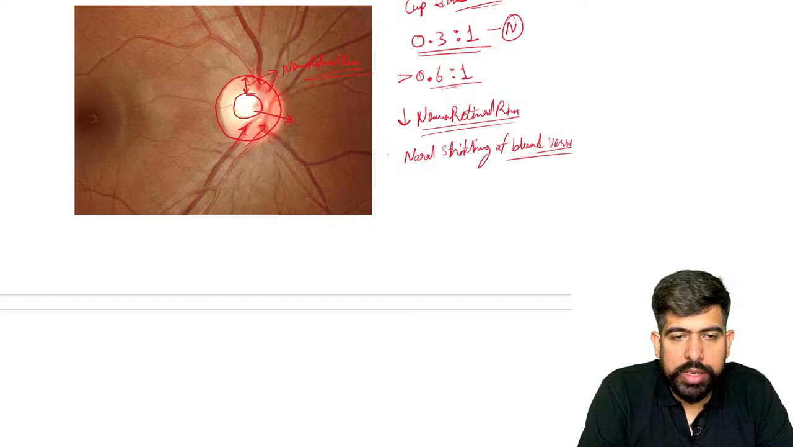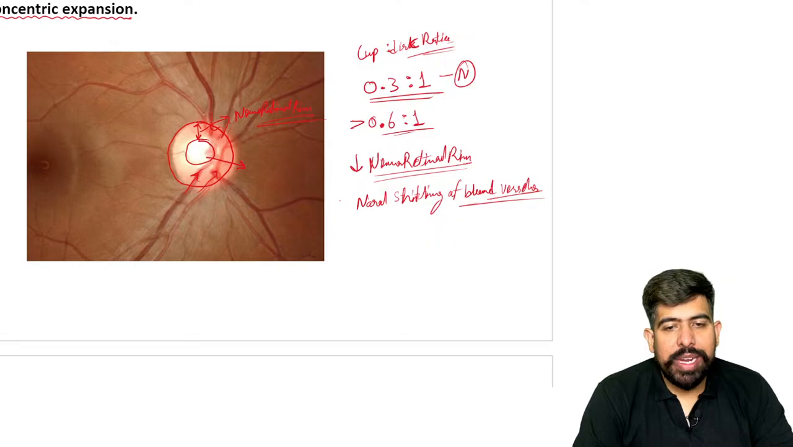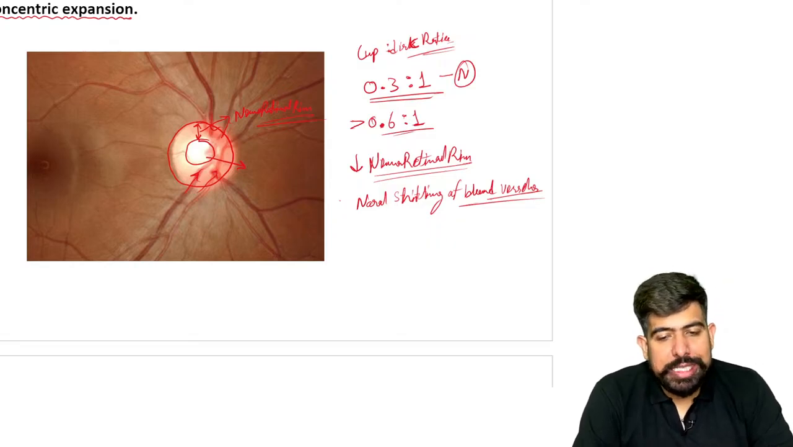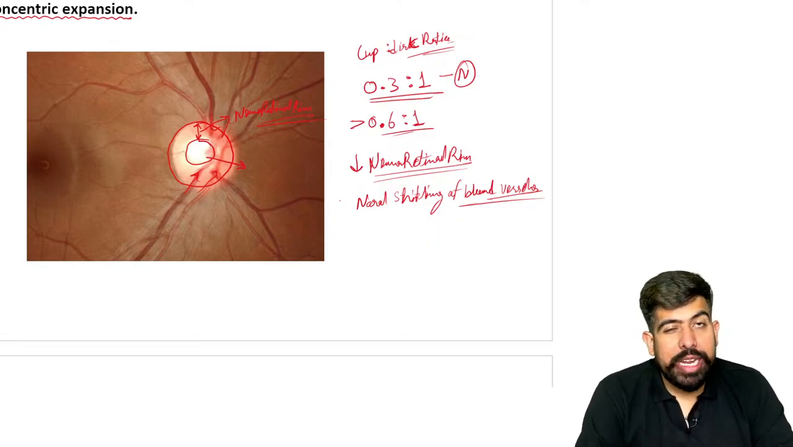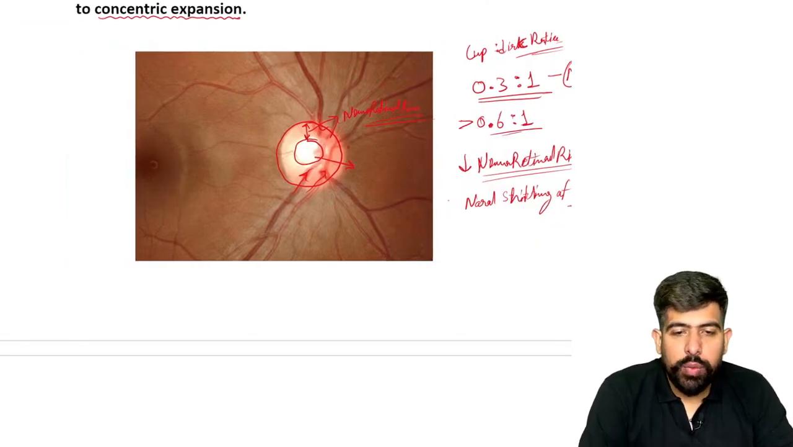Primary angle glaucoma. I think it was not visible to you guys; now you can see. I'm just revising: the cup disc ratio will increase, there will be a decrease in the neuroretinal rim, and third will be the nasal shifting of the vessels.